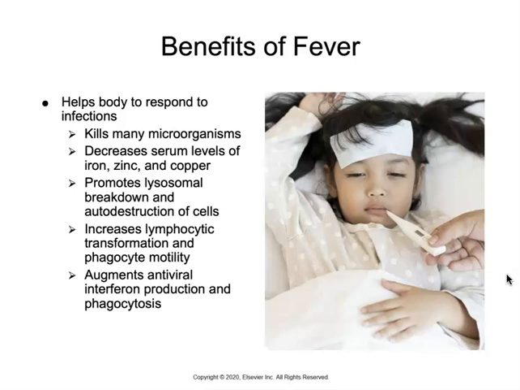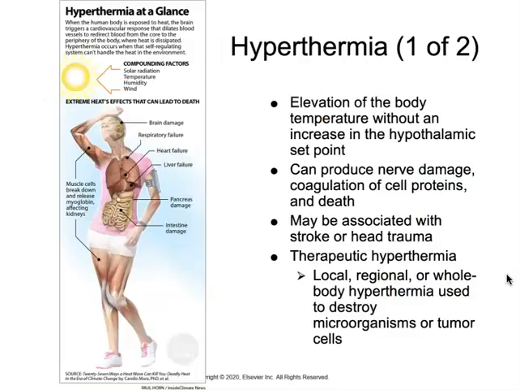And lastly, it's going to augment antiviral interferon production and phagocytosis. So our fever will boost the production of interferons, which then enhances our immune system's ability to fight viral infections. Because if you remember, interferons will go and tell its uninfected neighboring cells to turn on their antiviral genes to protect themselves. And this will also support phagocytosis, where our immune cells are going to digest and destroy the pathogens.